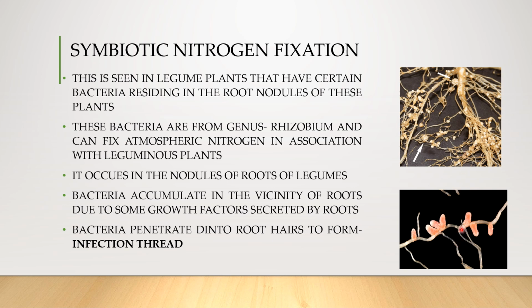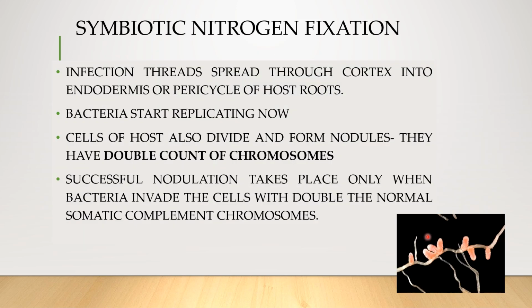The bacteria accumulate initially within the vicinity due to some growth factors which are released by the roots of these plants, and then they penetrate into the roots, that is the root hairs, and they form the infection thread. Once the infection thread is formed, it goes to the cortex and then reaches the endodermis or even the pericycle of the host roots, and there the bacteria start replicating.